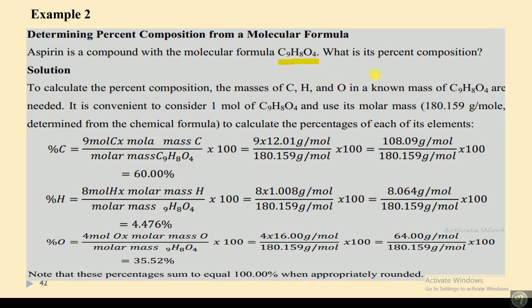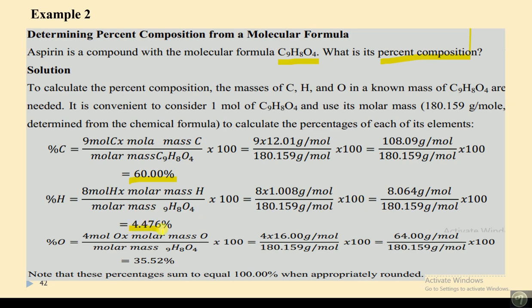Now, aspirin is a compound with molecular formula C9H8O4. What is its percentage composition of carbon, hydrogen and oxygen? For carbon, 12 times 9 divided by the total. Adding up the total gives 180. So 9 times 12 over 180 times 100 is 60%. And for hydrogen, 1 times 8 divided by 180 times 100.